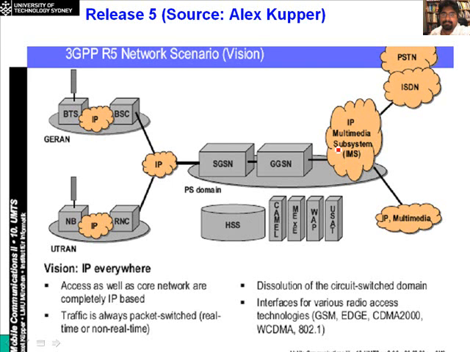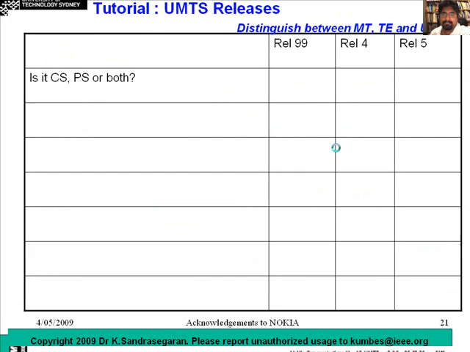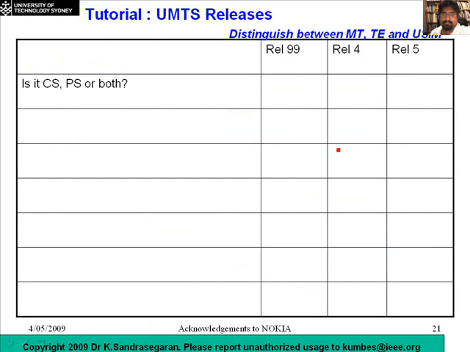So Release 5 is a vision slide, the 3GPP Release 5 vision. From the user, everything will be transmitted in the form of IP packets across the air interface, between the BTS and the BSC, all the way from the source to the destination. A good question is knowing the difference between Release 99, Release 4, and Release 5. Most likely in the next couple of years, all of the operators will be on Release 5.